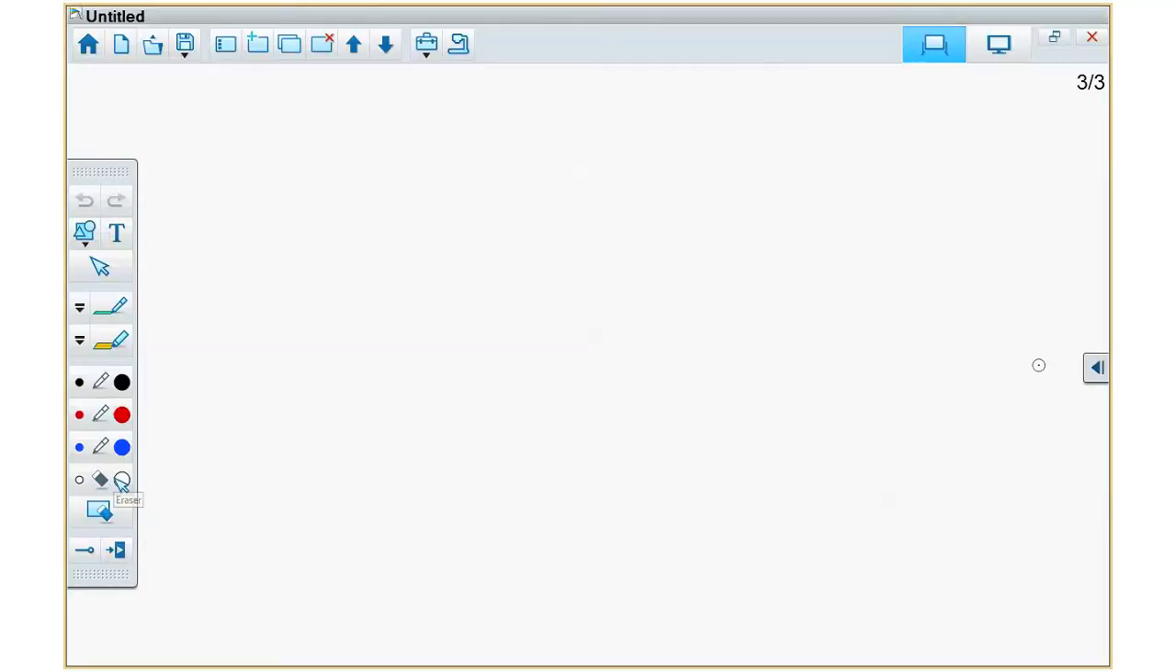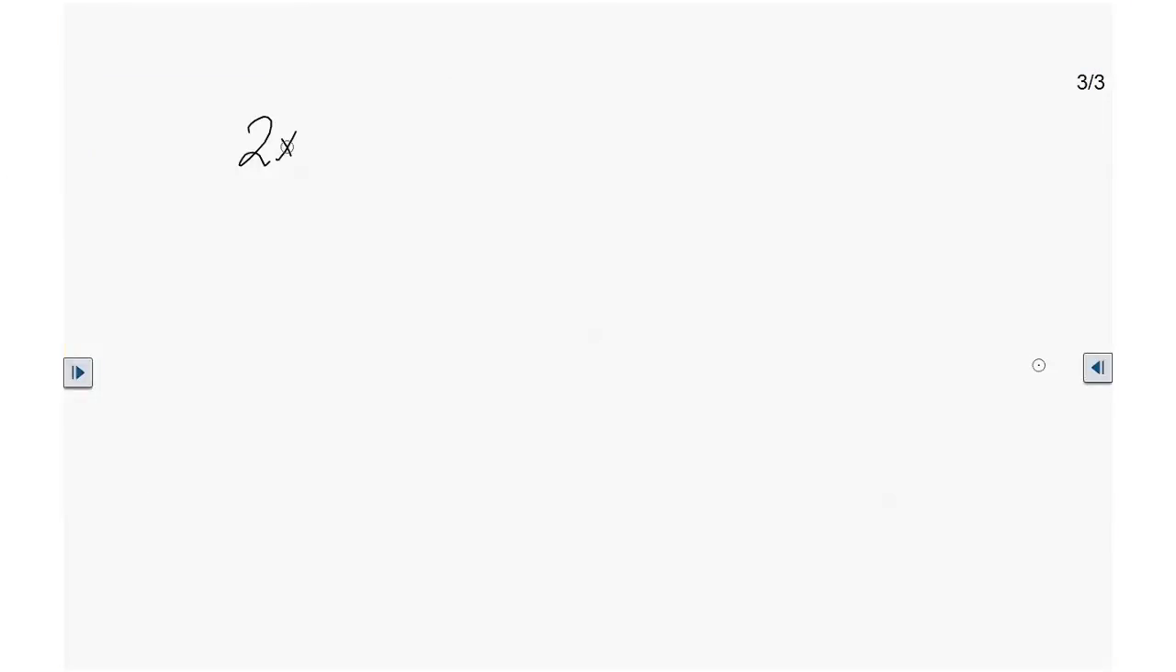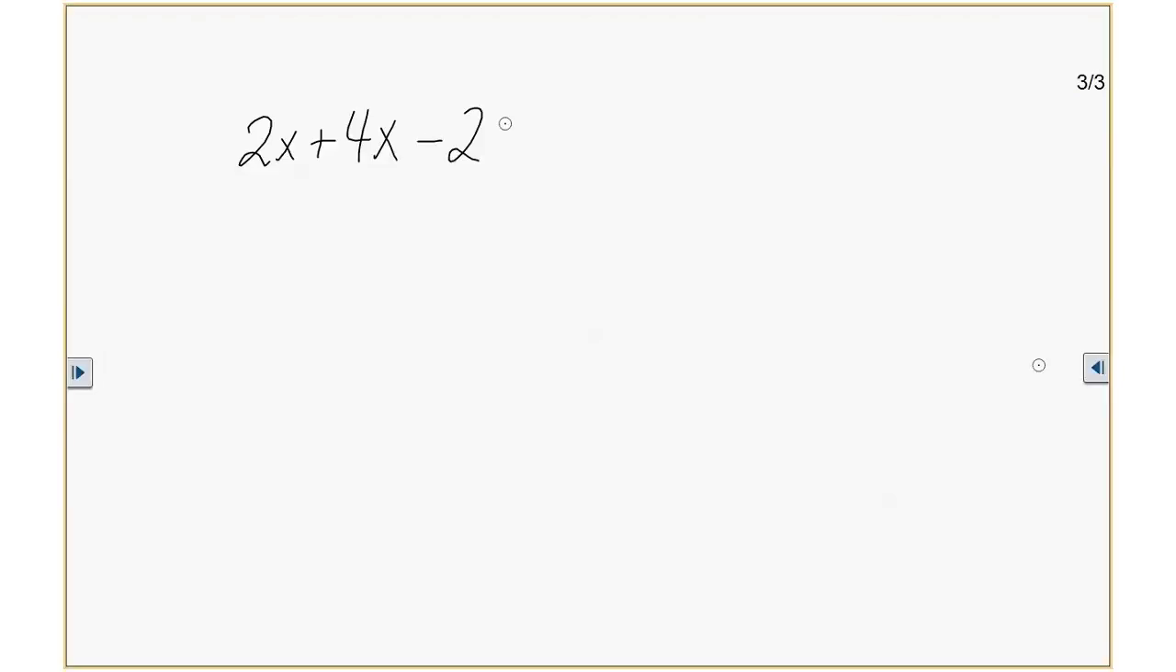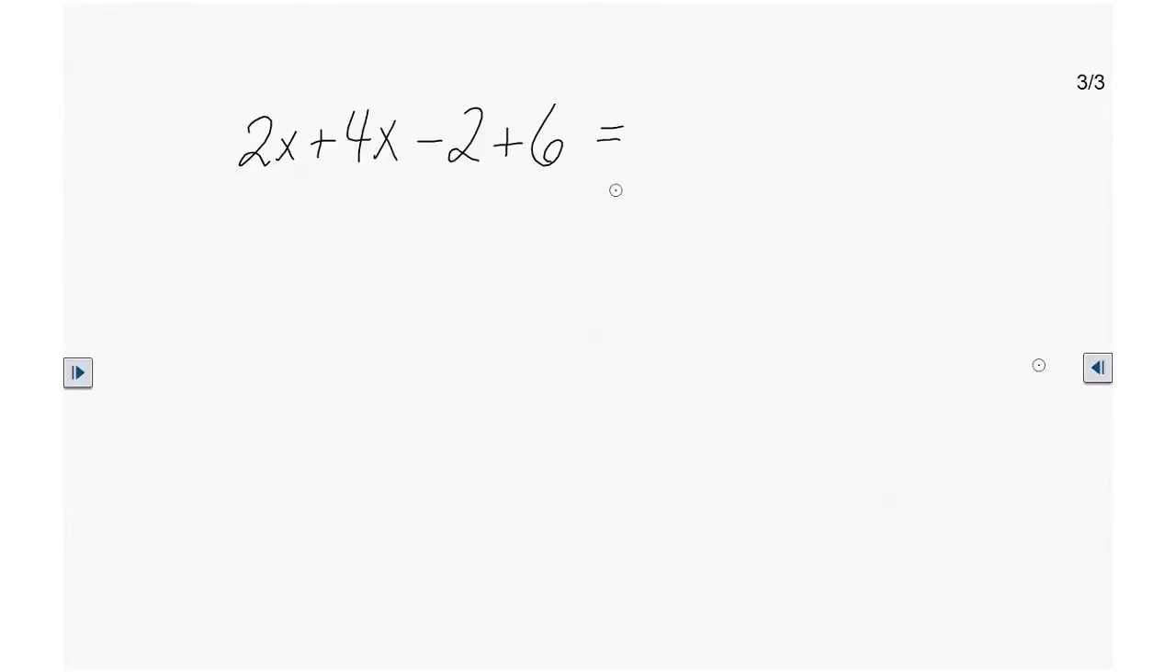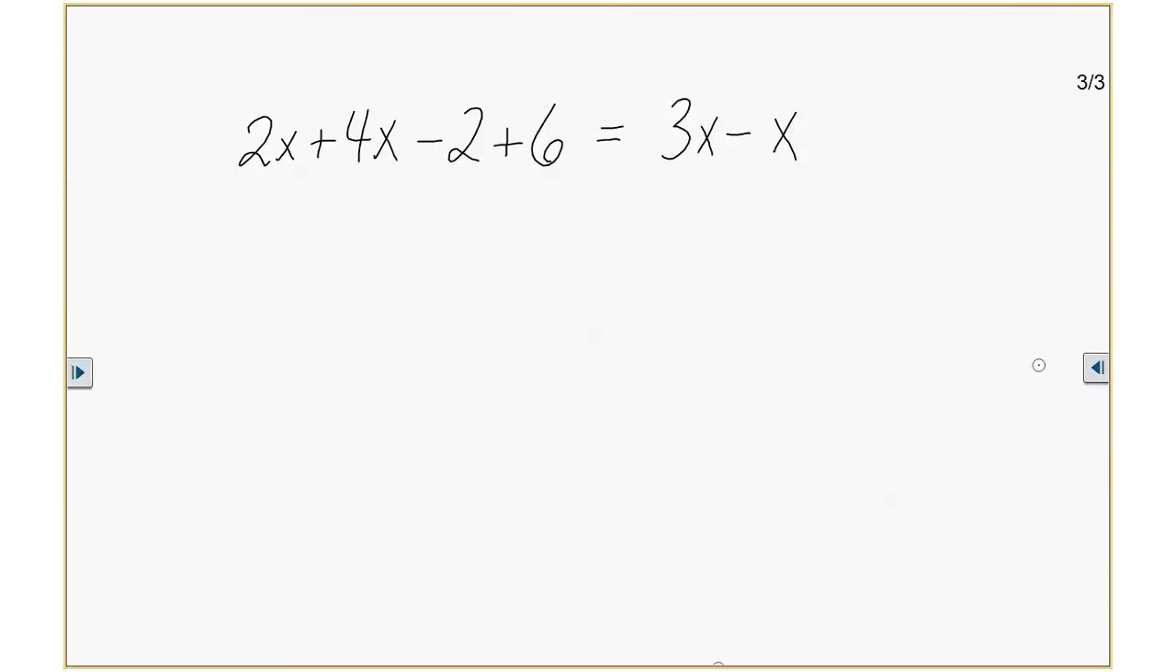So let's do this one. 2x plus 4x minus 2 plus 6 is equal to 3x minus x. All right, write that down and see if you can do it. This is your first thing, combining like terms on the left and the right.